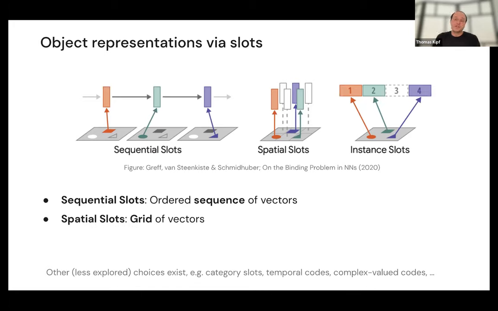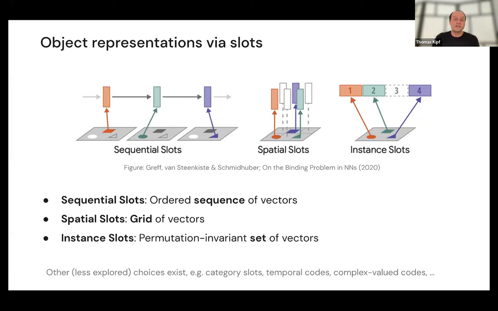Then there are spatial slots, which are also very popular in various architectures, and they basically assume a grid of vectors. This is basically a patch-based representation if you have an image as input. In those spatial slots, you would take, for example, the patch that captures most of the object and just say, okay, this is the patch that corresponds to the object, and everything you care about reading out for your object, you read out from that patch.